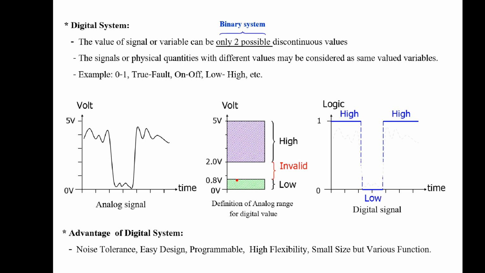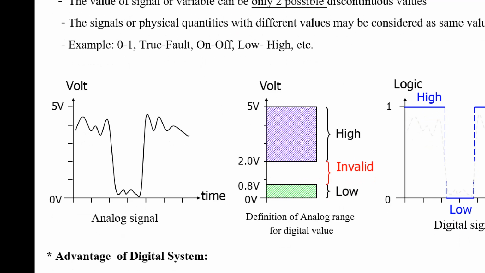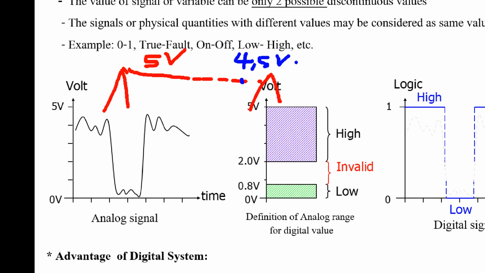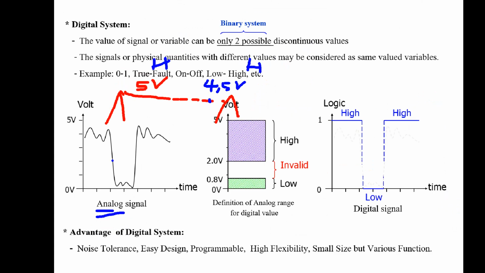The advantage of a digital system, the first one is noise tolerance. For example, if the transmitter sends the signal at maybe 5 volt and it leaves for the receiver with some noise disturbance, the voltage may drop to 4.5 volt. In analog it's different, it has some error of about 0.5 volt, but in a digital system 5 volt is logic high, 4.5 is also logic high, so there is no error in the digital system.